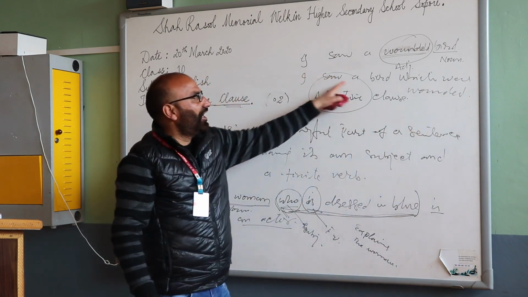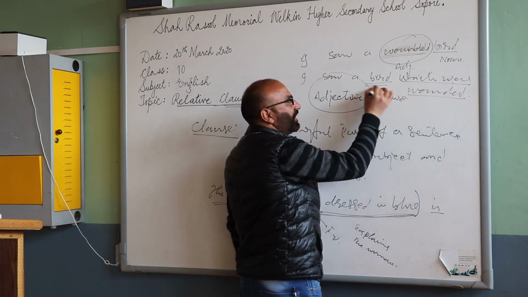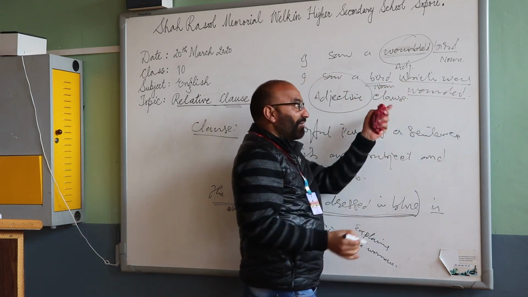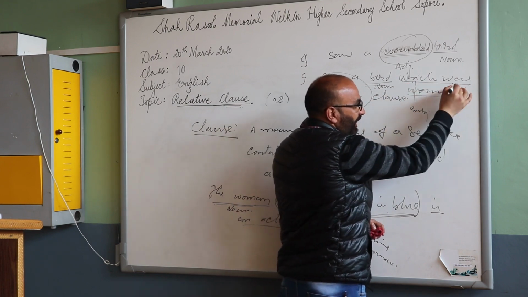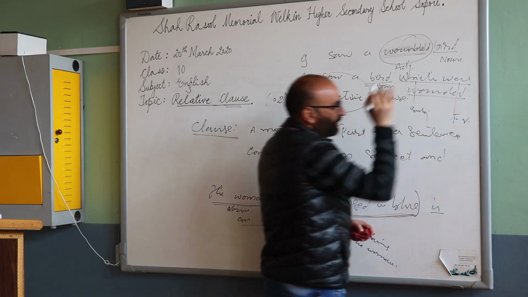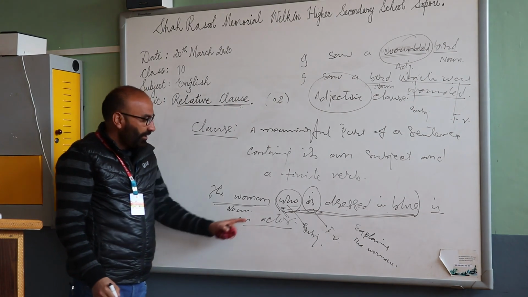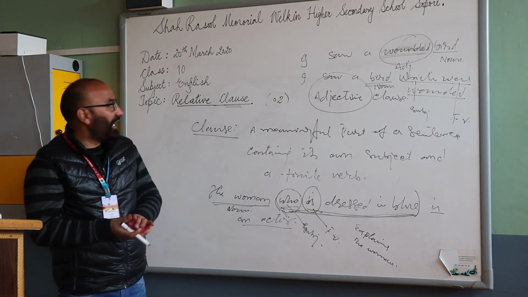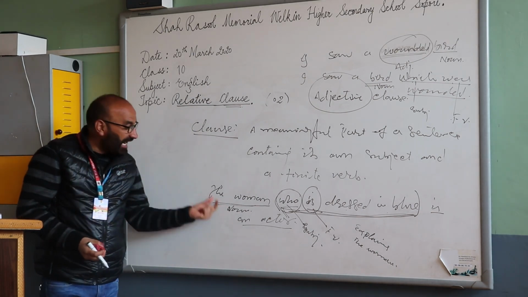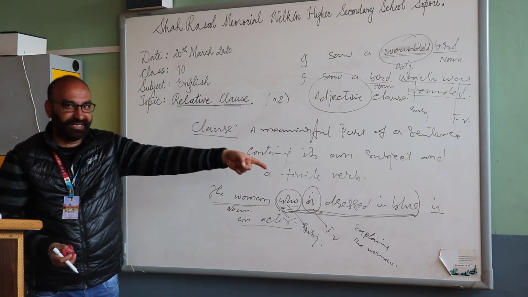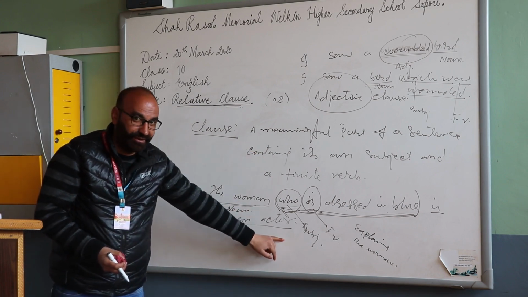So here, I saw a bird. Now look at this: which was wounded. Again it explains the bird, but in the form of a subject, which, and a finite verb, was. So this is called a clause. Now a relative clause explains the noun in such a way that the noun becomes clear for the listener.